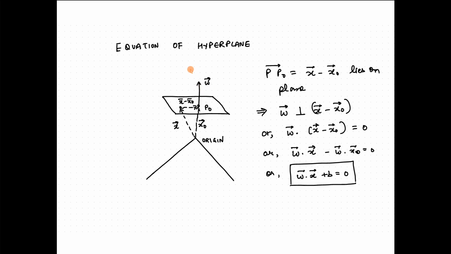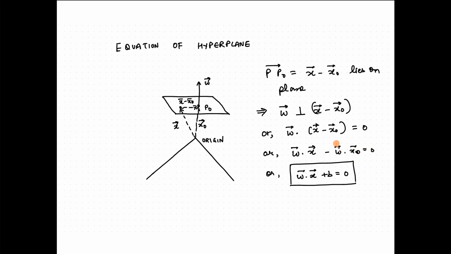The relationship is fairly simple. Since W is perpendicular to the plane at P naught, W is also perpendicular to the vector x minus x naught, which lies on the plane. Thus we can write the dot product between W and x minus x naught to be 0, or we can write W dot x minus W dot x naught equal to 0.